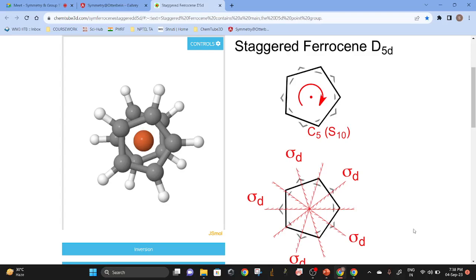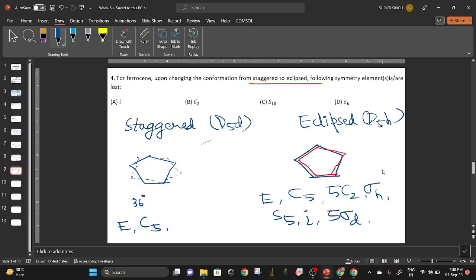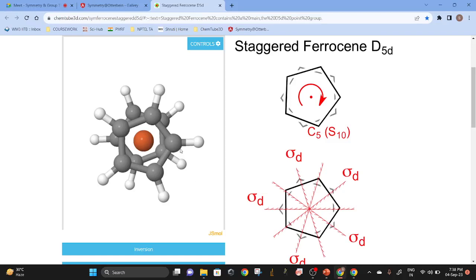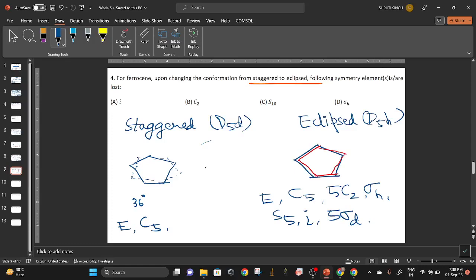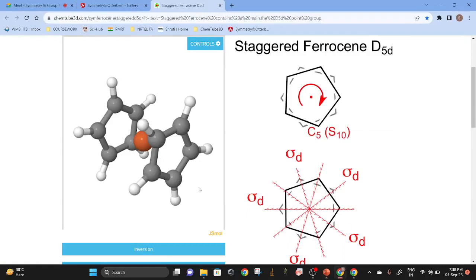So we have S10, but the plane is lost. There is no plane. Sigma h is lost because of the twisting. So we have S10, but sigma h is lost. Now C2 we will see.